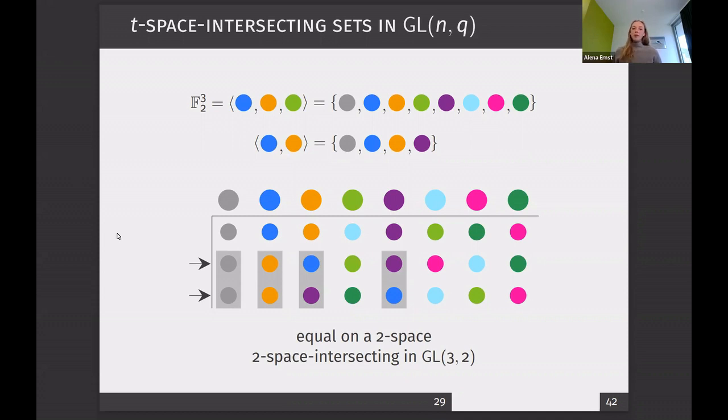So in general, a subset of the finite general group is t-space intersecting if, taking any 2 elements of the subset, so any 2 matrices, we find a t-space on which they're equal.